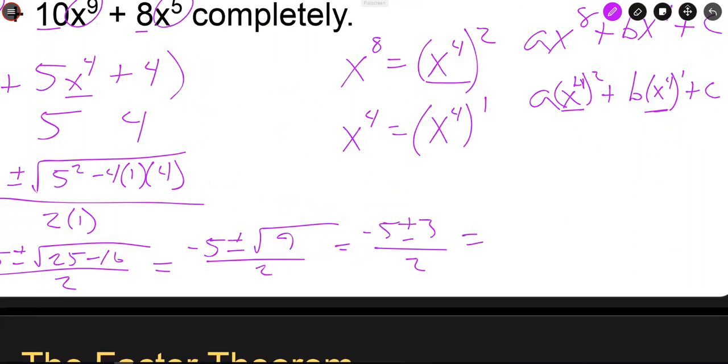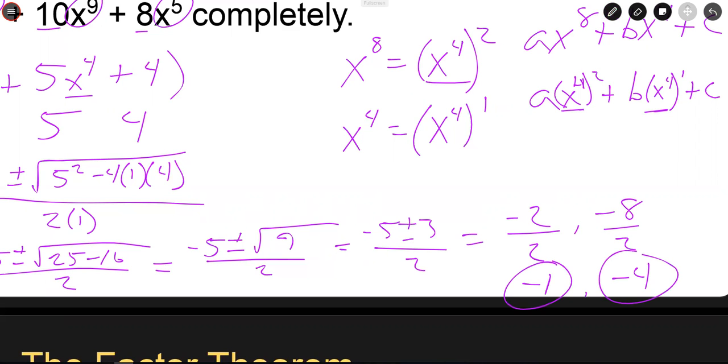That gives me 2 values. Negative 5 plus 3 is negative 2 over 2. Negative 5 minus 3 is negative 8 over 2. Well, negative 2 over 2 is just negative 1, and negative 8 over 2 is negative 4. So my x values are negative 1 and negative 4.